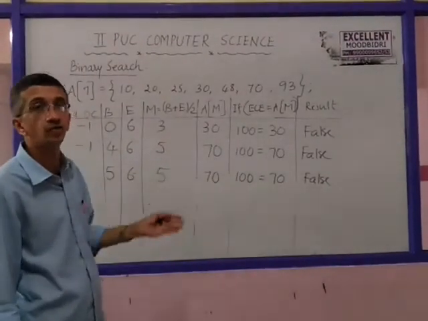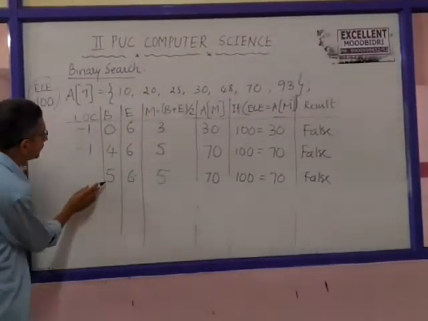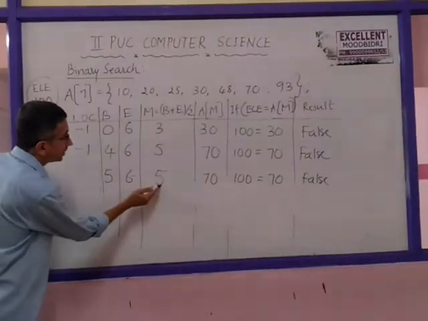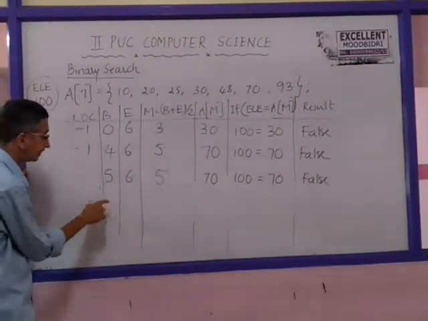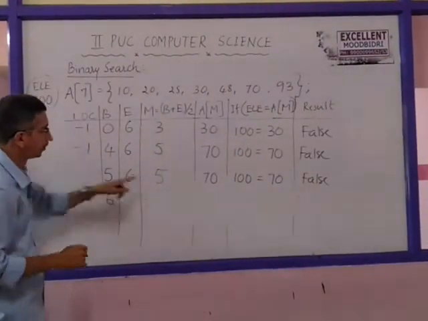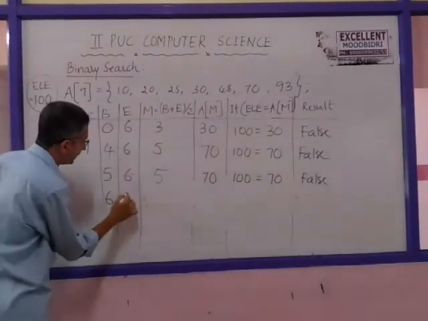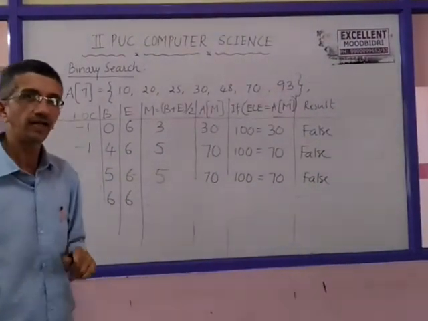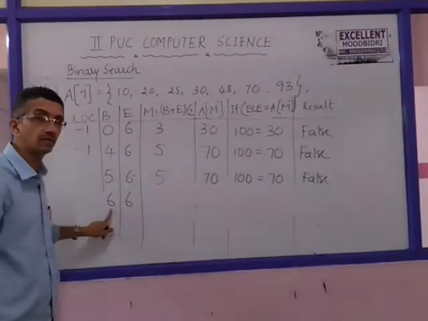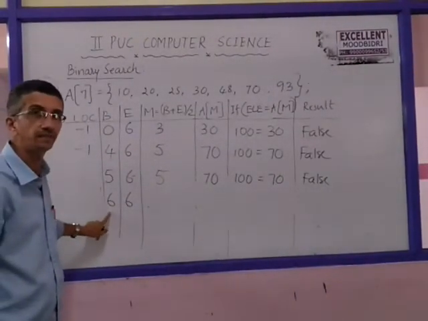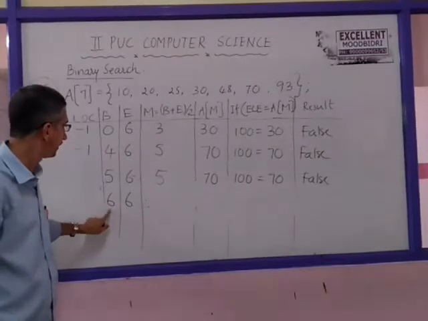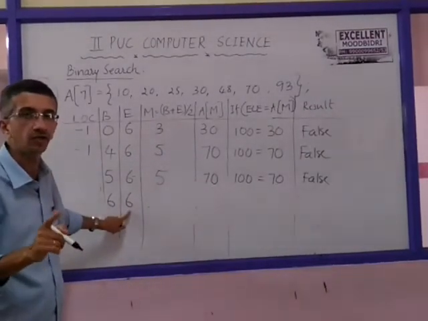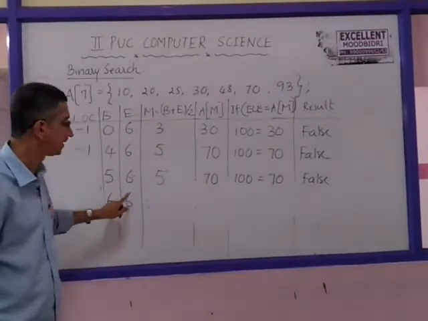So beginning is equal to mid plus 1 again. Beginning is 5, mid is 5, plus 1, 6. End remains at 6. Now again see the loop condition. While loop condition: beginning is less than or equal to end. True or false? True. 6 and 6 both.